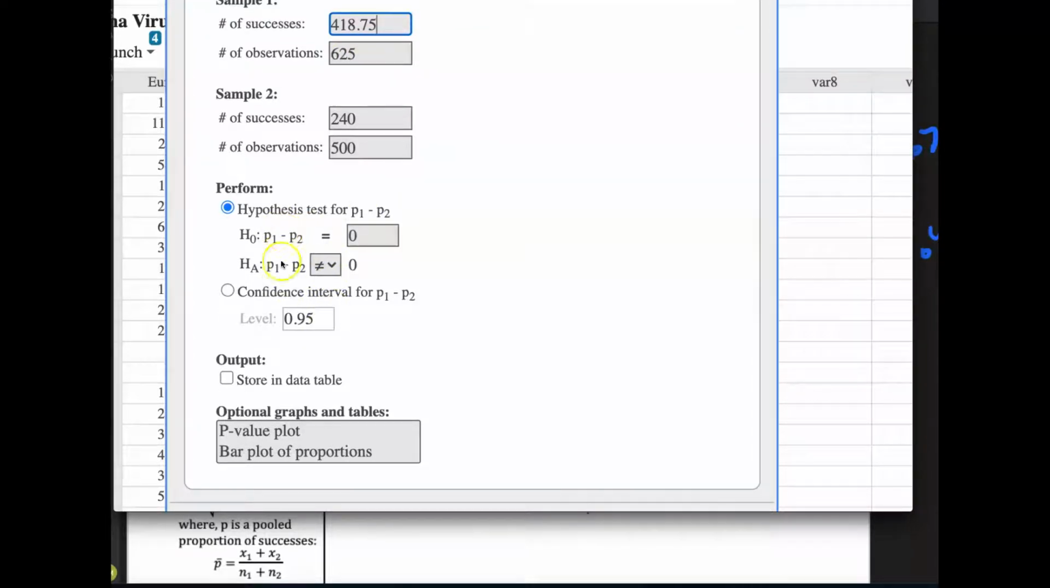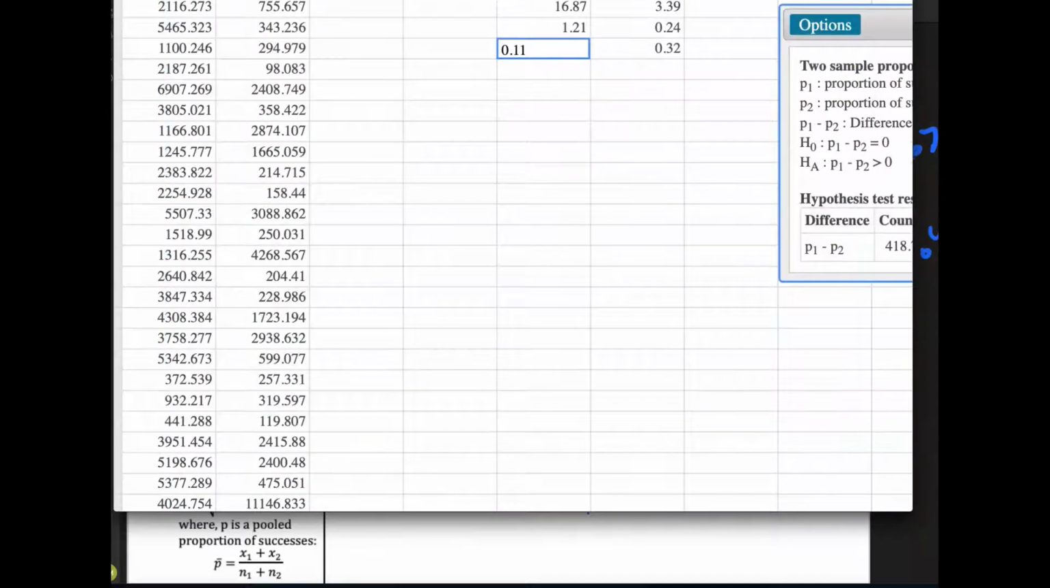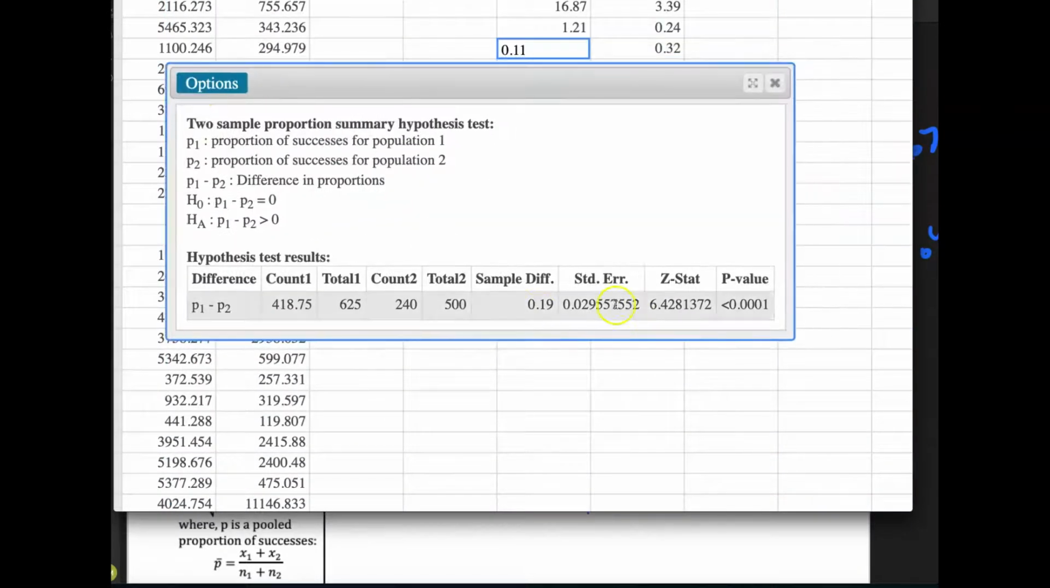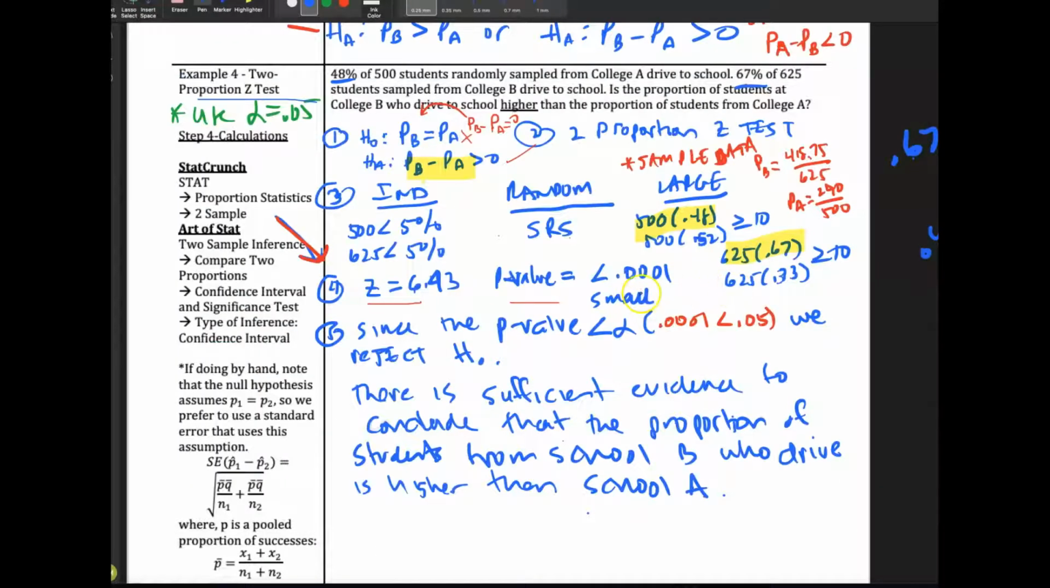And then we're running here. We want to see if the first one is higher than the second one. And so that would be our notation. And we click that button and compute. That's it. And when you do, you magically get the test statistic and the p-value. The p-value is really low here. It's so low, it just says less than 0.0001. So that's a very small value, which you can see I wrote here.